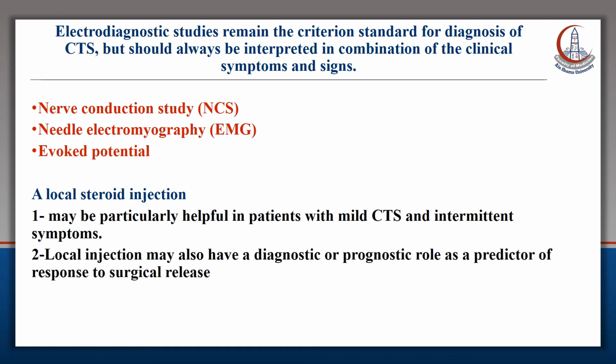In general, dear clinician, you can refer the patient for musculoskeletal ultrasound and ultrasound guided local steroid injection when there is mild carpal tunnel syndrome with intermittent symptoms. Also, local injection may have diagnostic or prognostic role as predictor of response to surgical release.